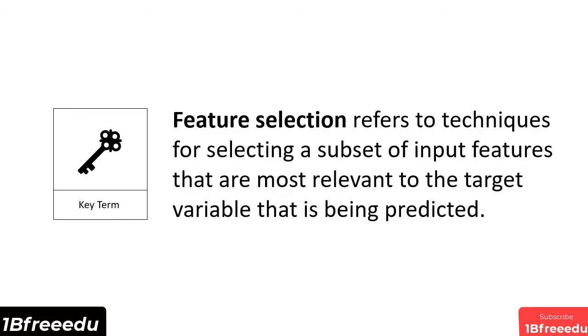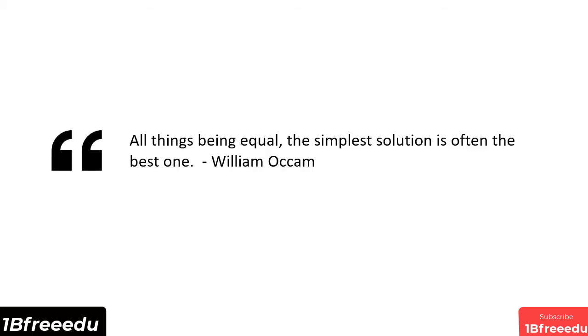All right, now let's talk a little bit about feature selection. Feature selection refers to techniques for selecting a subset of input features that are most relevant to the target variable that's being predicted. This is important as irrelevant and redundant input variables can distract or mislead machine learning models, possibly resulting in lower predictive performance. Additionally, it's desirable to develop models only using the data that's required to make a prediction, i.e., favor the simplest possible performing model, the old Occam's razor approach.